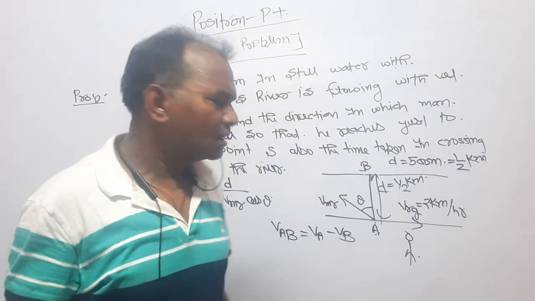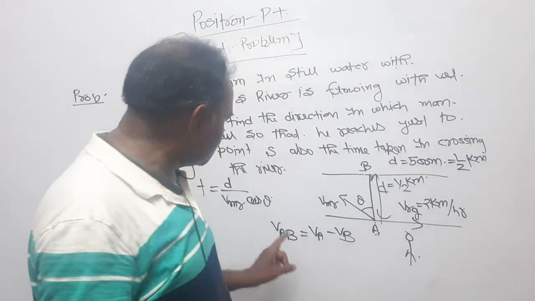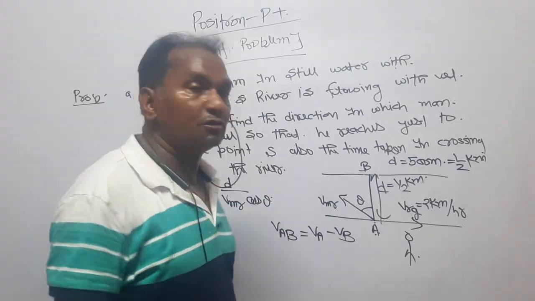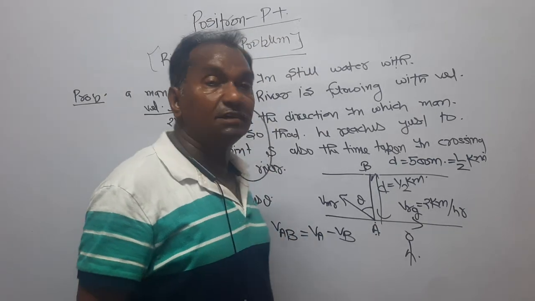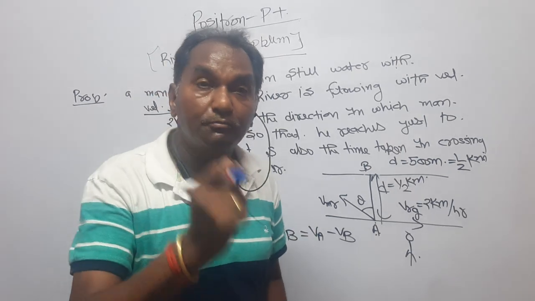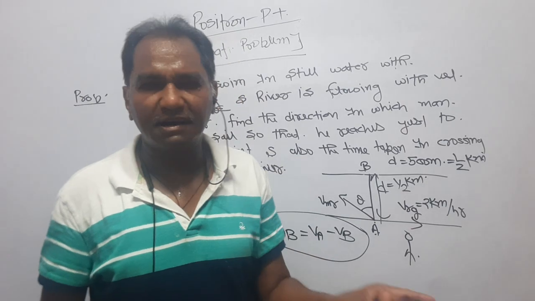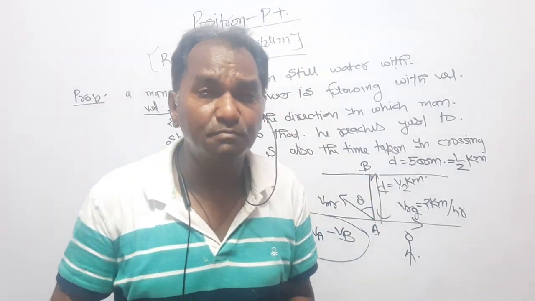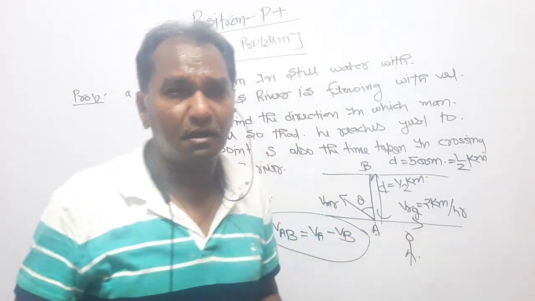Now the question is, what is the velocity of A with respect to B? What does that mean? It means, what is the velocity of A when B is at rest? This is the meaning. VAB is equal to VA minus VB. This is a very important thing, and it will help you in relative velocity problems. Velocity of A with respect to B means what is the velocity of A when B is at rest.